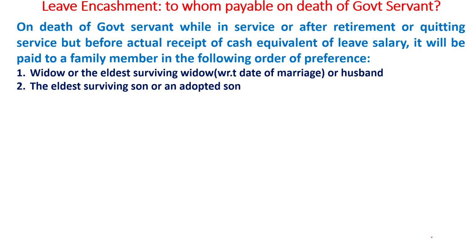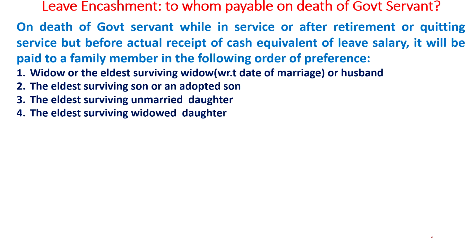If such widow or such husband is not available for a government servant, then second case will be paid. Who will be paid? The eldest surviving son or an adopted son will be paid. And third one is the eldest surviving unmarried daughter. That means if first and second are not available, only then comes the third one. Then the unmarried daughter will be paid. Fourth one is the eldest widowed daughter, who will be paid only if first 1, 2, 3 are not available in the family. Fifth is father.